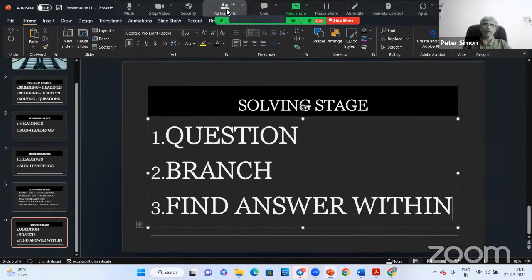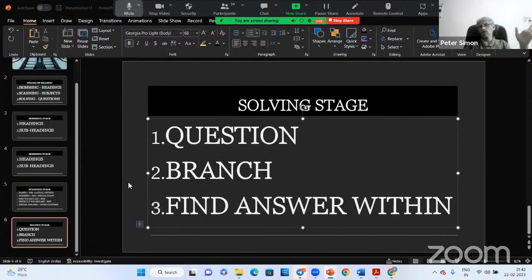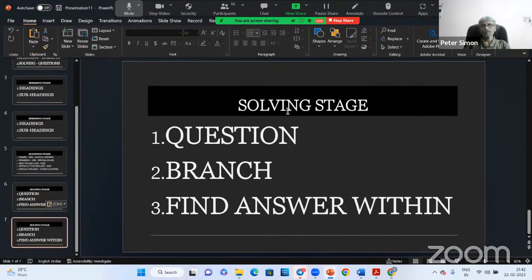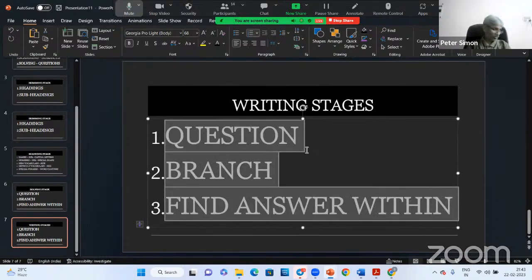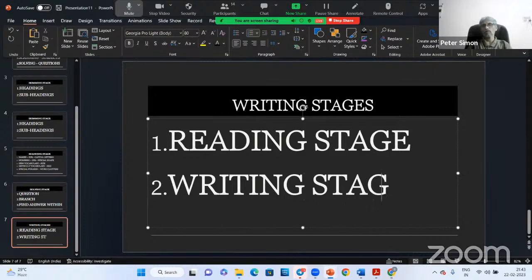Right. Now, all the new students, I'm giving you this is how you have to do in reading. Now next writing. Let me go to writing. Writing also has stages. Actually, there are 2 stages only. One is reading stage. Next one is writing stage. Only 2 stages are given.